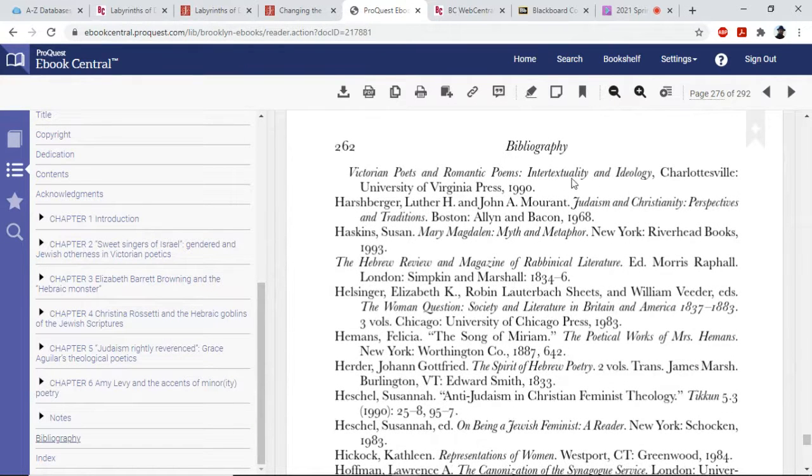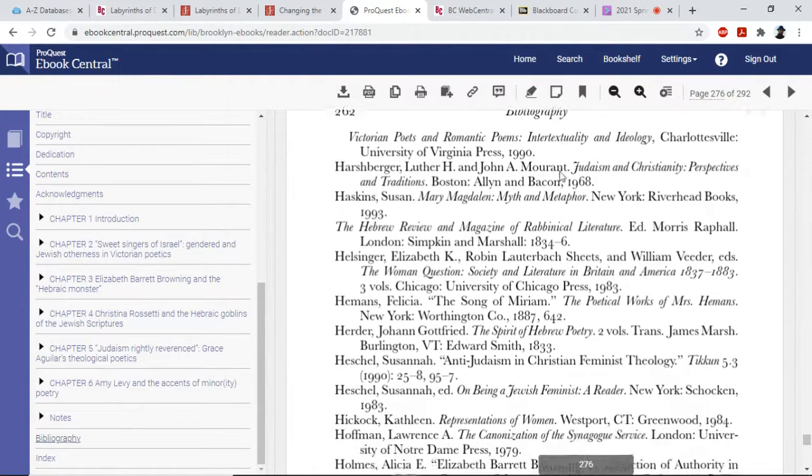This seems like it would be something that would be really helpful, even though it doesn't say Christina Rossetti in the title. She was a really prominent Victorian poet. So, and this is from a collegiate press. This would definitely be worth noting down and seeing if you can find it later.